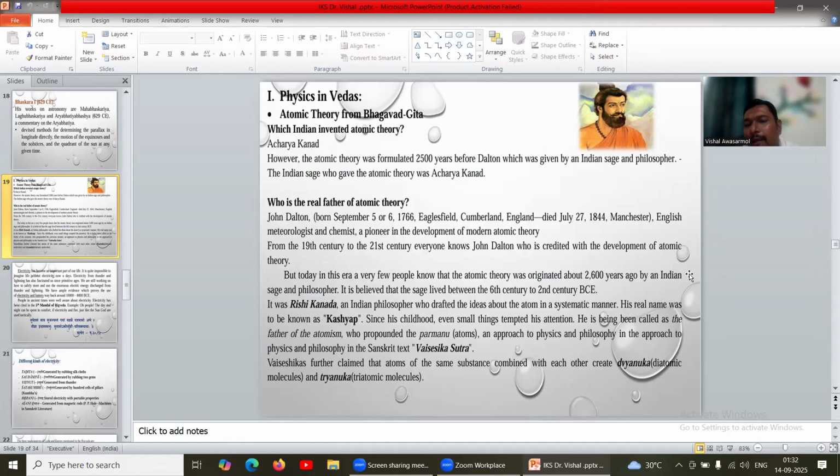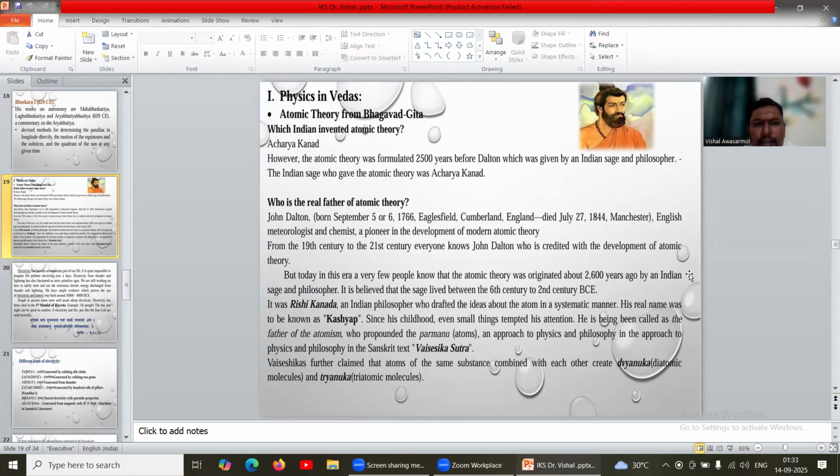Who is the real father of atomic theory? John Dalton. He was born on 5 or 6 September 1766 in Eaglesfield, England, and died on 27 July 1844 in Manchester. He was an English meteorologist and chemist, a pioneer in the development of modern atomic theory.